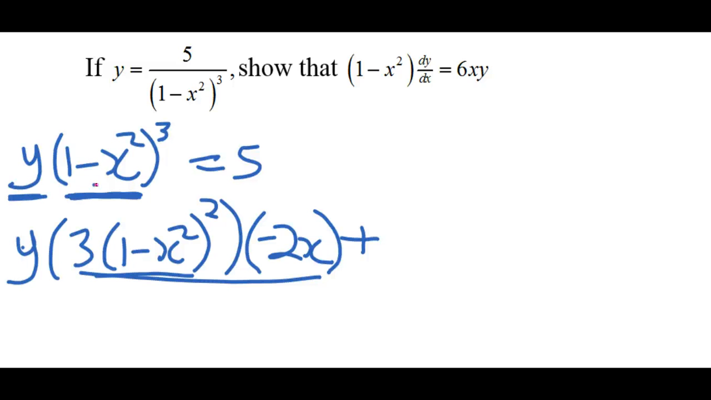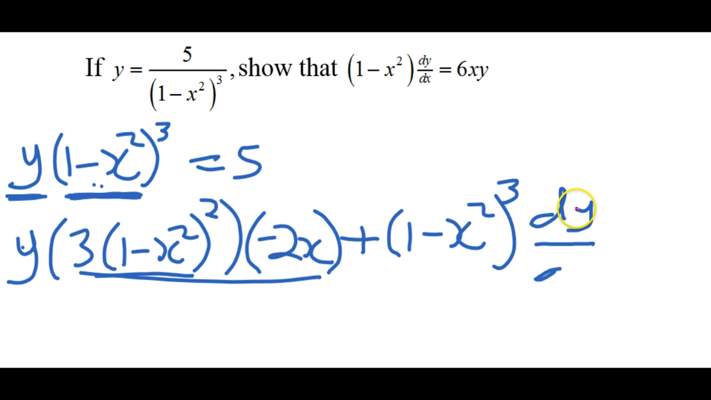Then I go to plus. Now this time around, I'm going to maintain 1 minus x squared to the power 3 function and differentiate y alone, which will be dy dx, and everything here should be equal to 5, which is when I differentiate that I get 0. And so this is how my work is going to look like first.